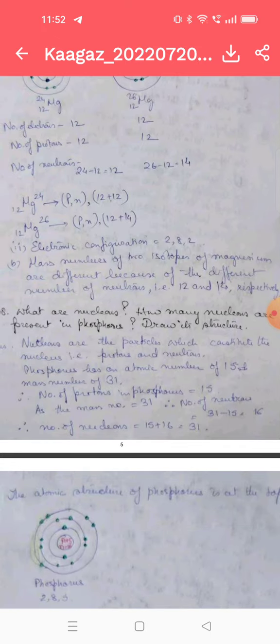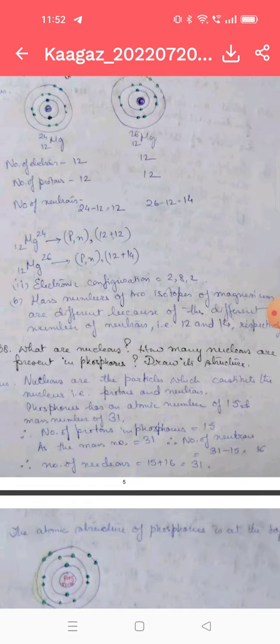Okay, now what are nucleons and how many nucleons are present in phosphorus? Draw its structure. Nucleons are the particles which constitute the nucleus, that is protons plus neutrons. Phosphorus has an atomic number of 15 and mass number of 31. As its atomic number is 15, the number of protons is 15. As the mass number is 31, 31 minus 15 gives the number of neutrons, that is 16. So protons plus neutrons, 15 plus 16, gives 31. The 31 is the number of nucleons.